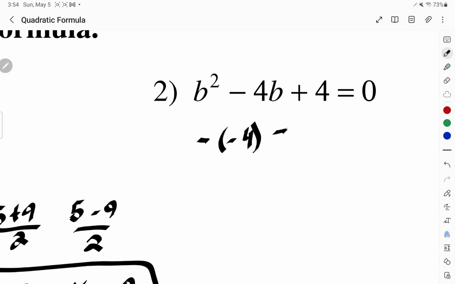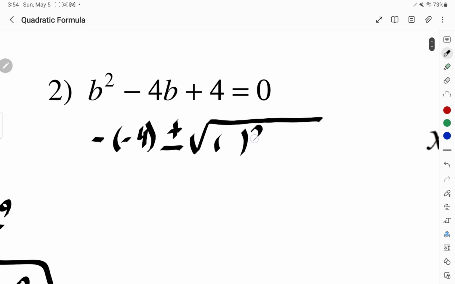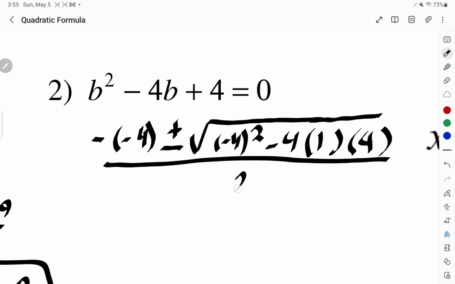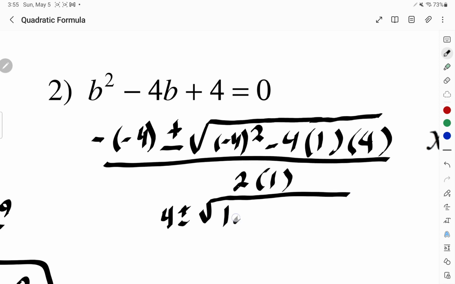And then your plus and minus, square root, and here we have parentheses again, negative 4 squared, minus 4, A is 1, C is 4, there we go, that's it. And on the bottom we have 2 parentheses 1. Let's simplify. Two negatives make a positive, so that's positive 4 on the outside. Now 4 times 4 is 16, and the other part is going to be negative 16. And over 2.